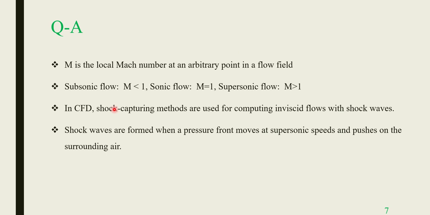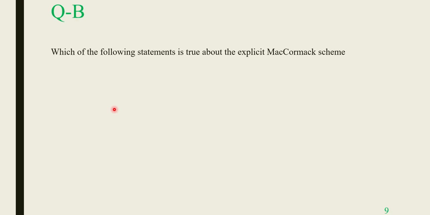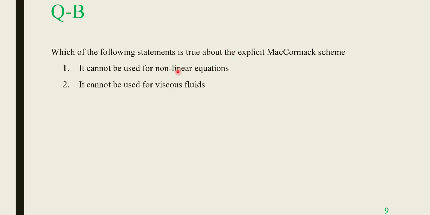I hope question A is clear. Now we'll move on to question B. Question B is, which of the following statements is true about the explicit McCormick scheme? We will see the statements first. First one, it cannot be used for nonlinear equations. Second, it cannot be used for viscous liquids. Third, it cannot be used for unsteady flows.